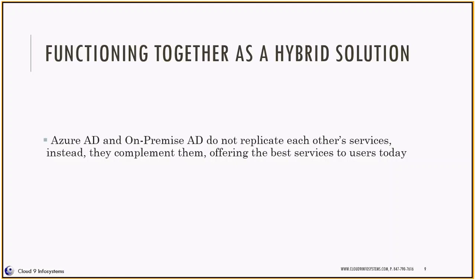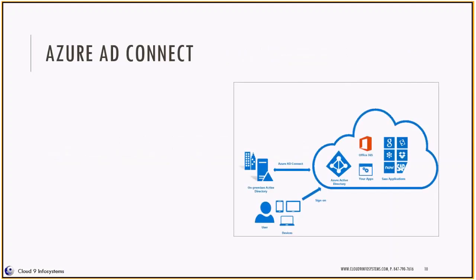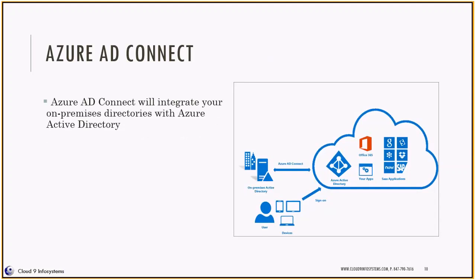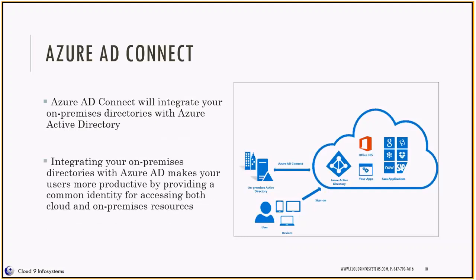Lastly, we'll move on to a tool called Azure AD Connect. Azure AD Connect will integrate your on-premise directories with Azure Active Directory. In a hybrid cloud environment, the AD admins can create users within their local on-premise AD and have them synchronized to Azure by an intermediary tool which is called Azure AD Connect. Integrating your on-premise directories with the Azure AD makes your users productive because it provides a common identity for both your cloud and your on-premise resources.